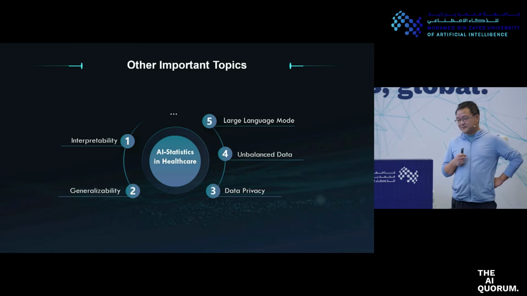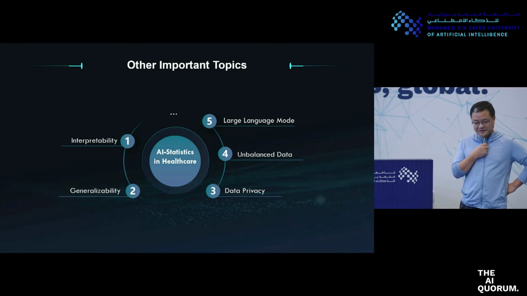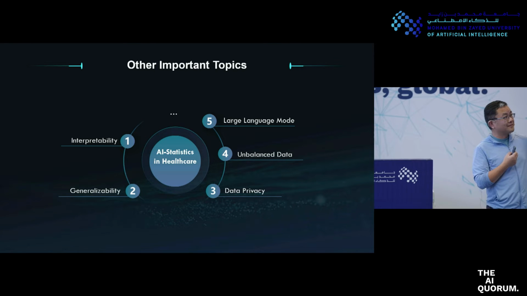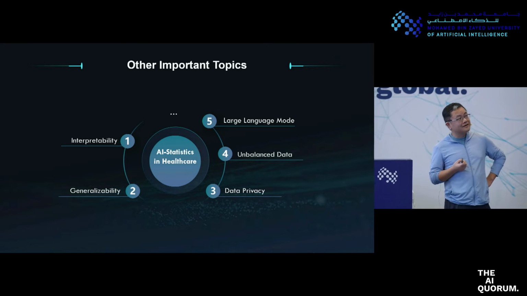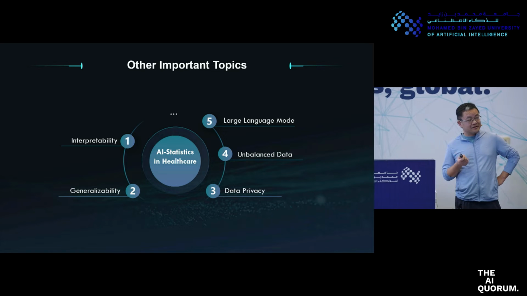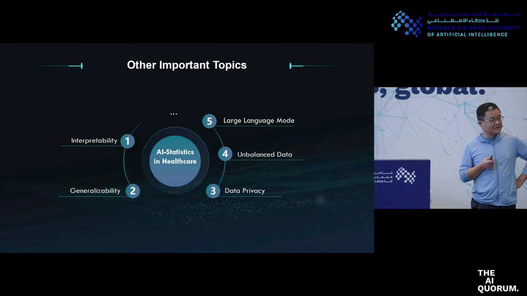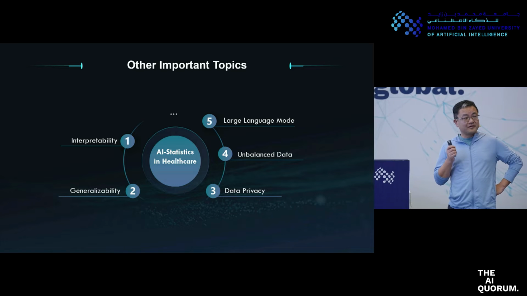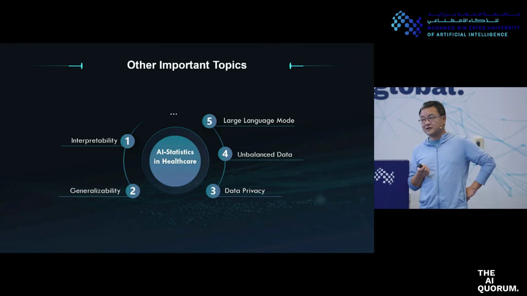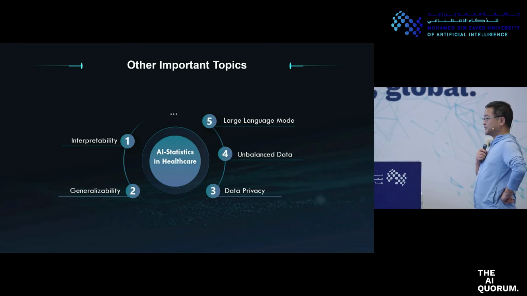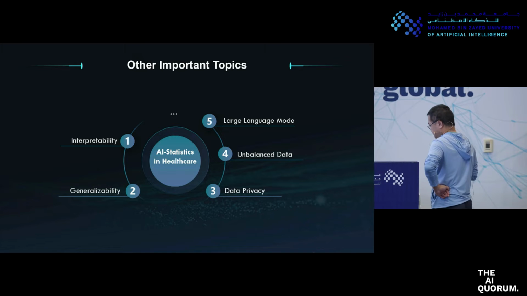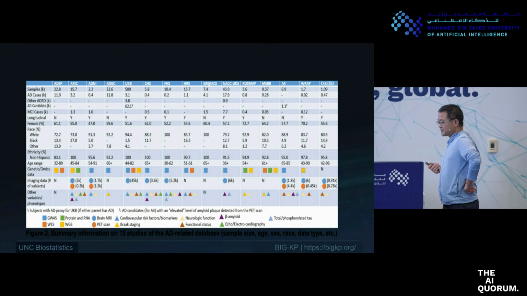Okay. Besides the traditional statistical topics, these days related to AI we also think about interpretability, generalizability, data privacy, unbalanced data, and large language models. Okay. And I just want to show you what I did.